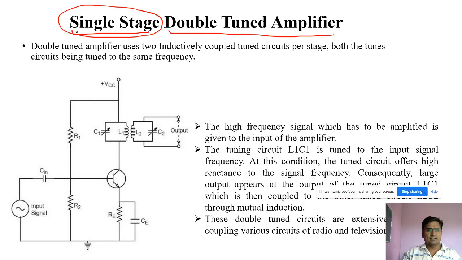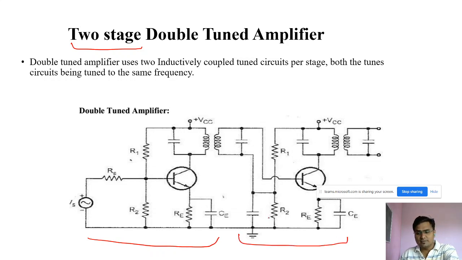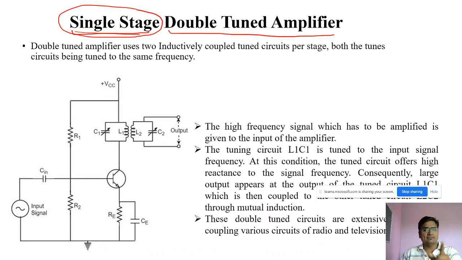But before that, let us discuss. It is a single stage amplifier. Some people draw double tuned amplifier with two stages like this. Look at this. This is also a double tuned amplifier, but it is two stage. Here I have stage 1, and from here it is stage 2. So it is a two stage double tuned amplifier, and what I have now is a single stage double tuned amplifier. Now in single stage double tuned amplifier, just observe the circuit.